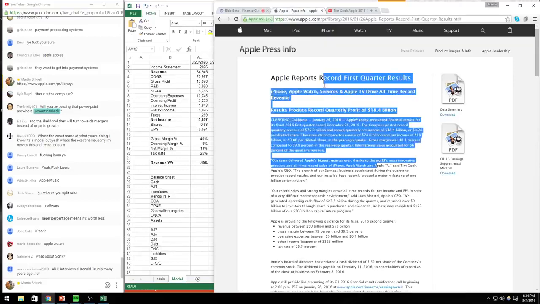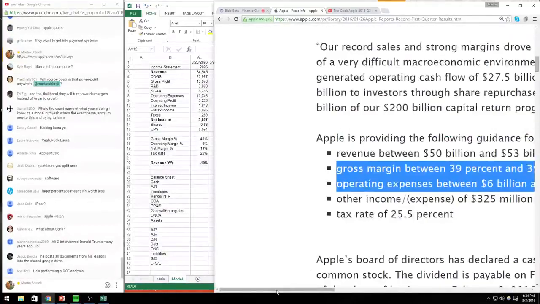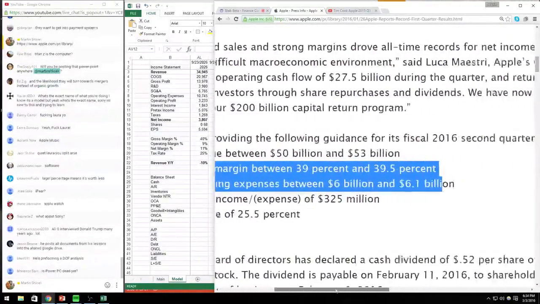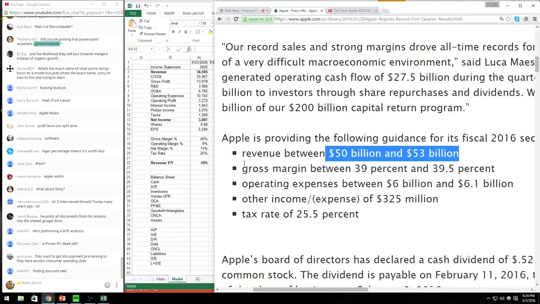And if you read the press release, you can see that they're giving guidance. What's guidance? Well, Apple is telling you what they expect. They said for the second quarter, we expect revenue between 50 and 53 billion. So remember when all you guys were guessing? Well, Apple is guessing too. They said 50 to 53.